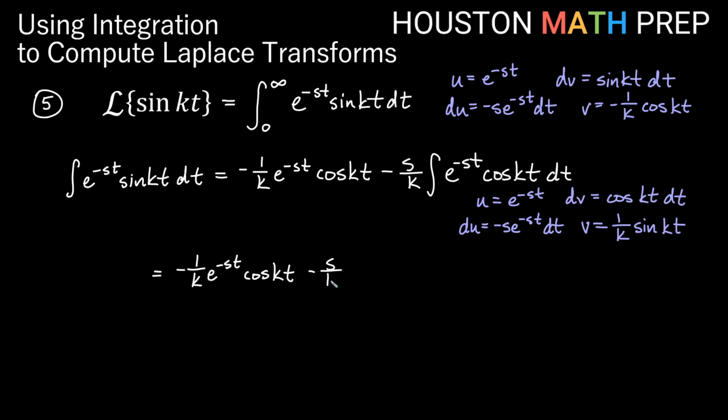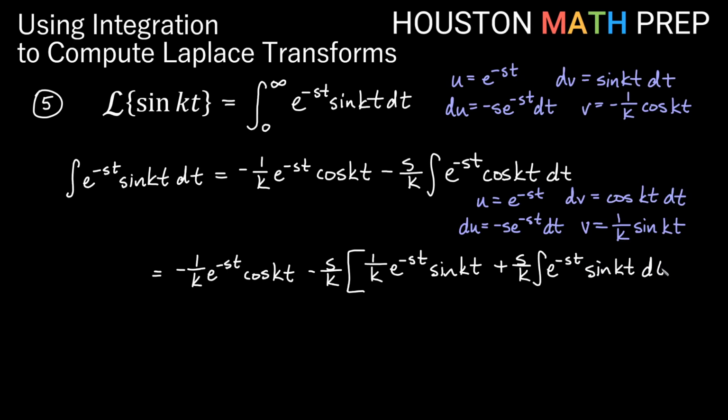minus s over k, and then from this integral here we get uv, which is 1 over k, e to the negative st sine of kt, minus integral v du, minus, now we have a negative here as part of v du, so that makes that plus. S and 1 over k will give us s over k. Integral of e to the negative st sine kt dt. And you can see, I think now, if I bring this down, we actually ended up with the same integral we started with.